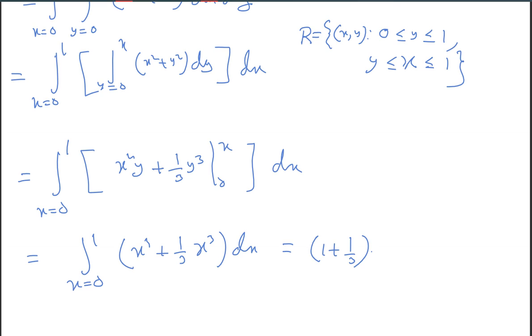Now just simply integrate this one. I think you can do it. So this will be 1 by 4 times 4 by 3, so the value will be 1 by 3. So 1 by 3 is the answer.